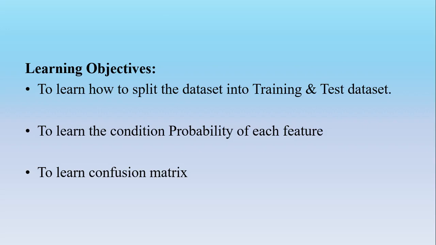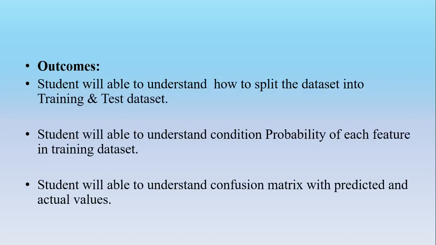Learning objectives: to learn how to split the dataset into training and test datasets, to learn the conditional probability of each feature, and third, to learn the confusion matrix. Outcome of this assignment: students will be able to understand how to split the dataset into training and test datasets, the conditional probability of each feature in the training dataset, and the confusion matrix with the predicted and the actual values.